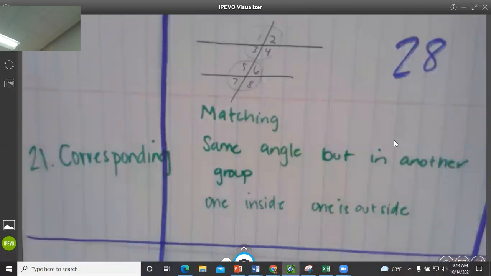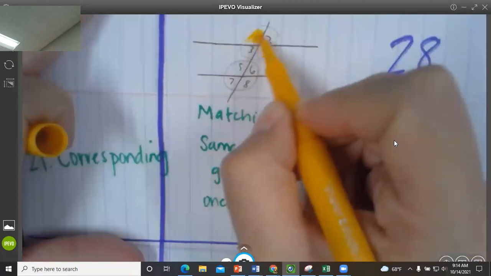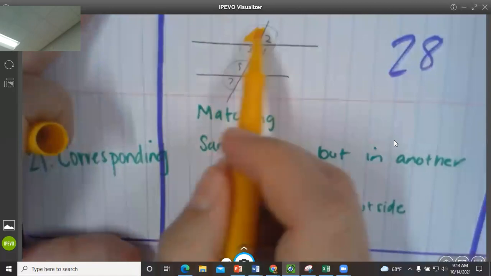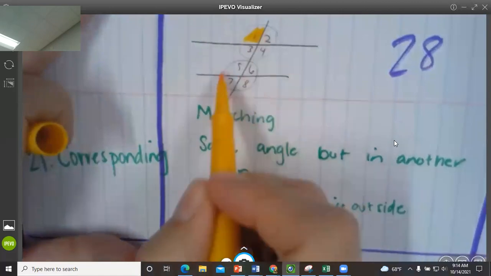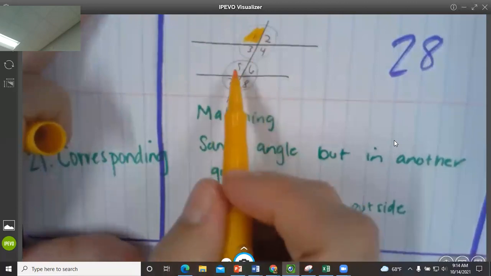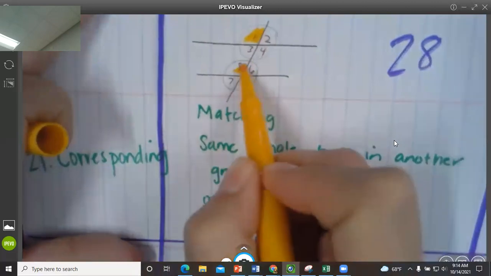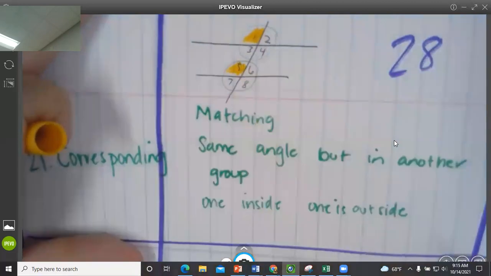So let's do 1 to start with. Here's angle 1. So the one in the same spot, we're looking at the second group, okay? So it can't be 2, 3, or 4, because those are in the same group. It has to be in this group. Does anyone know? If you know, tell me with your fingers, like which one do you think is the corresponding one? Yeah, it's 5. 5 is in the same spot for this group as 1 is. So that's what we're talking about matching.